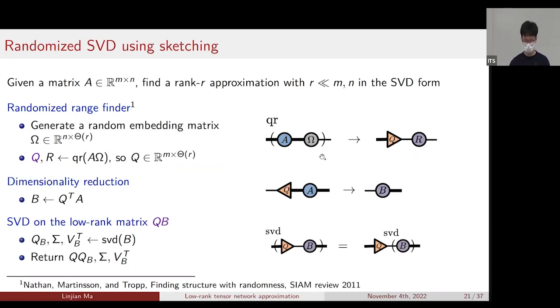Once we find the randomized range, which is approximately the range of A, we then left-multiply Q transpose with A to reduce the dimension of the rows. And then we just do an SVD on the low-rank matrix B. Since Q is an orthogonal matrix, we can do that just by doing SVD on B. And then Q times the left singular vectors of B will be the left singular vectors of A.